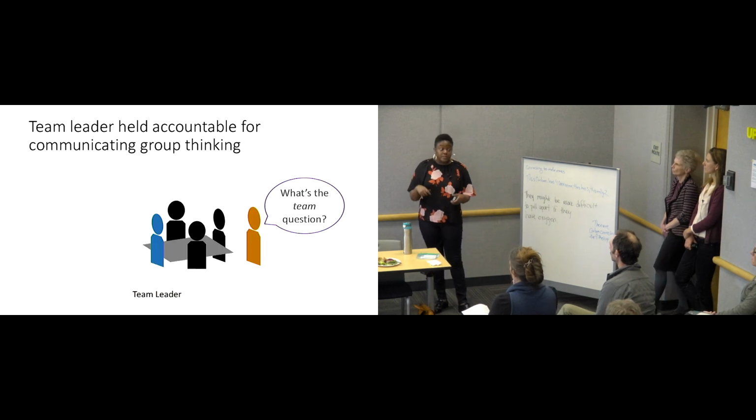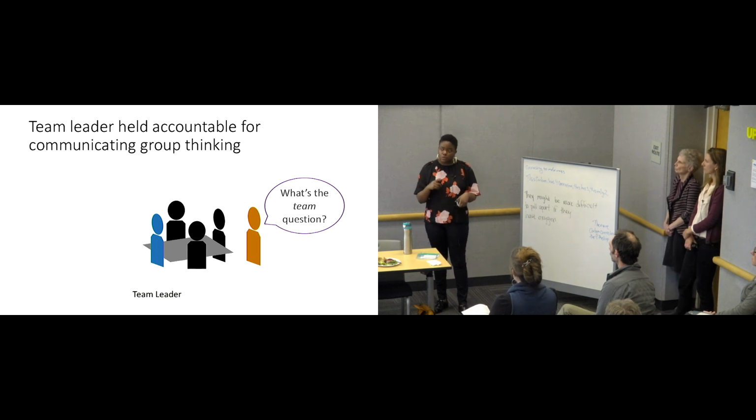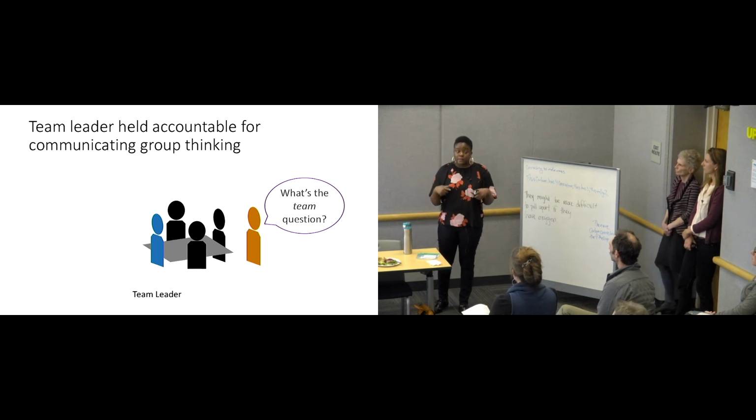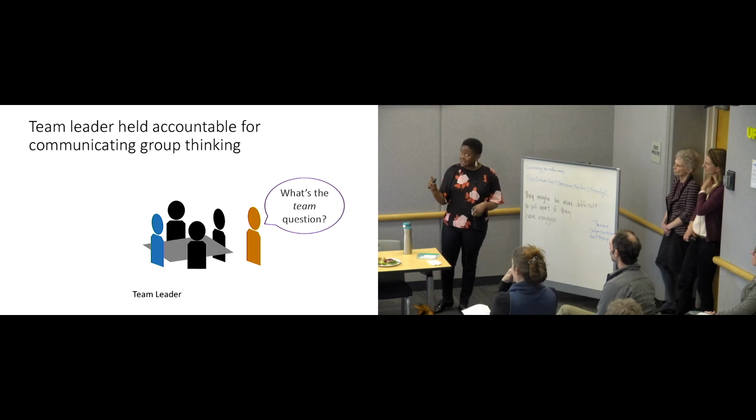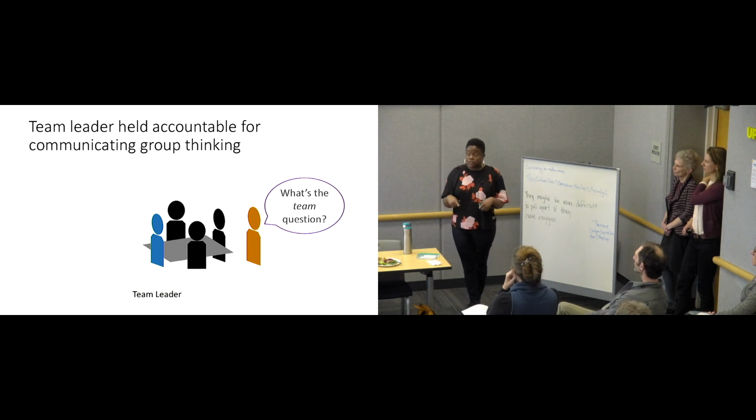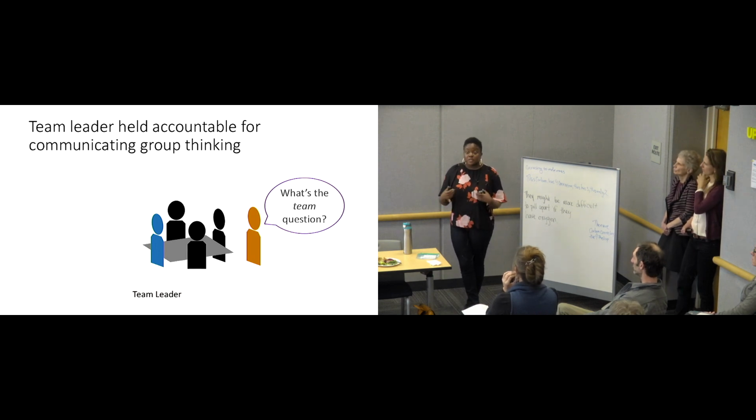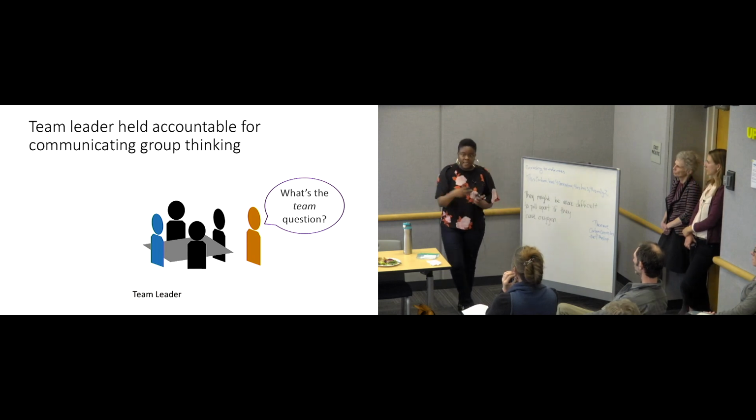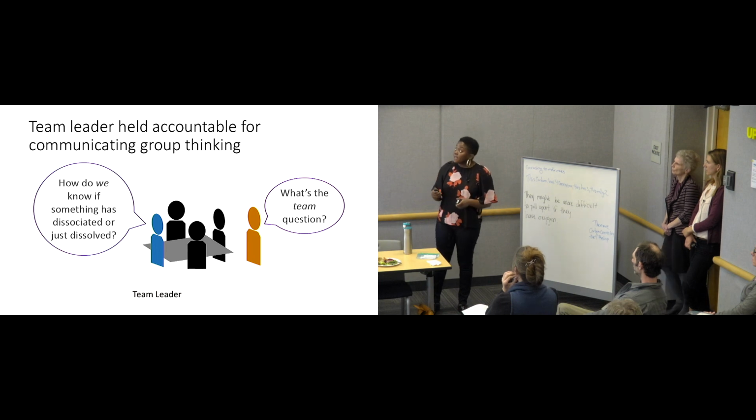Another way that we tried to support team interdependence was a rotating role called the team leader. The team leader's responsibility was, one, to read the brief description of the task, but also they were responsible for communicating group thinking. So here is just a representation of an instructor coming up to a table and asking what's the team question, right? Because what we wanted to try to avoid was having one-on-one interactions with one member of the team and an instructor, right? And here the team leader is saying, how do we know if something is dissociated or just dissolved?